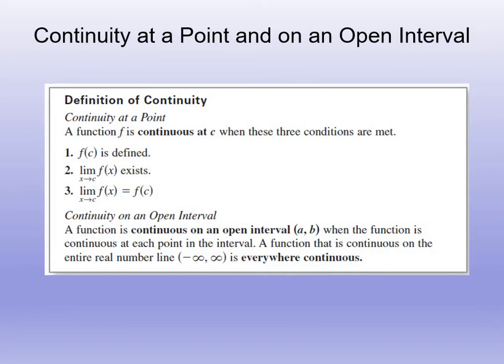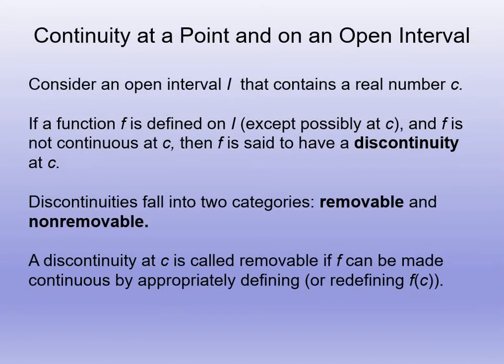Okay, so the definition states below, a function is continuous on an open interval from a to b. Remember, we're not including the values at a and b. When the function is continuous at each point in the interval. A function that is continuous on the entire real number line is everywhere continuous. Okay, so the real number line, negative infinity to positive infinity, so if it's continuous on there, it will always be continuous.